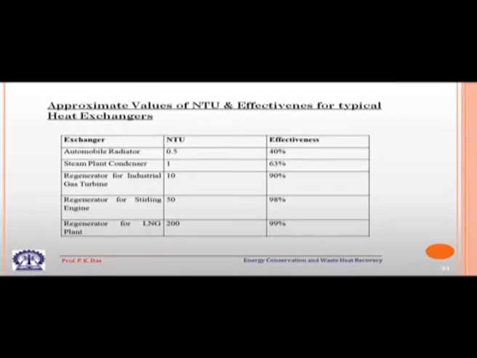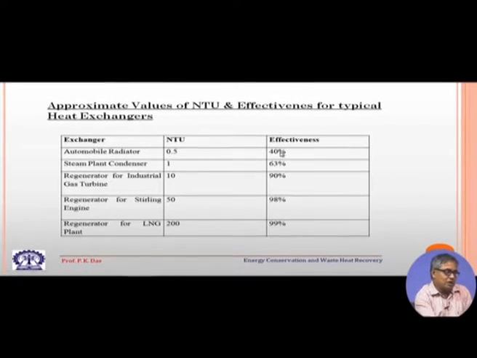So, if we now pay our attention to this particular slide, then you see an automobile radiator will have an NTU in the range of 0.5 and effectiveness of the order of 40%, it could be 40%, 50% like this. For a steam power plant condenser, the NTU value will be of the order of 1 and the effectiveness will be of the order of 63%, that means it could be even up to 70% or slightly below 60% also. So, in that range it will vary.